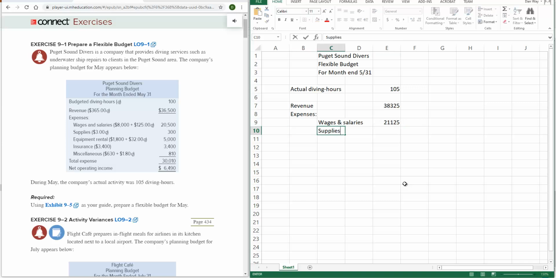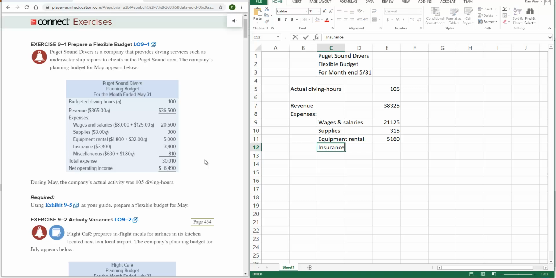We'll continue on and look at the supplies expense here. That's a variable cost because the cost formula just expresses $3 times the quantity of diving hours. So all we need there is that $3 times the 105 actual diving hours for the period. Equipment rental is the next cost to consider. And again, that looks like it's mixed: $1,800 fixed, plus we'll add to that $32 per diving hour, again times the 105 actual diving hours.